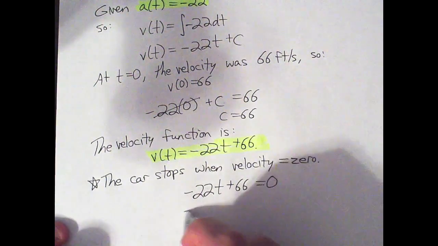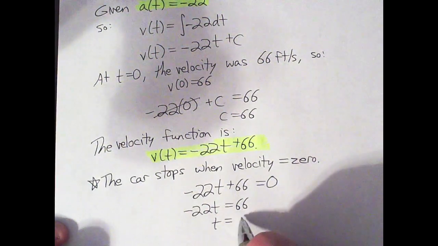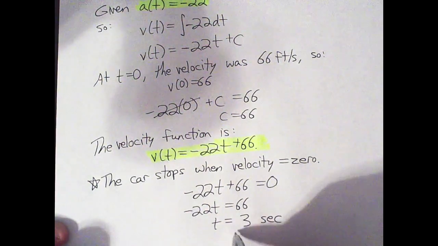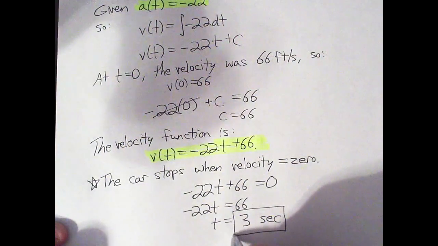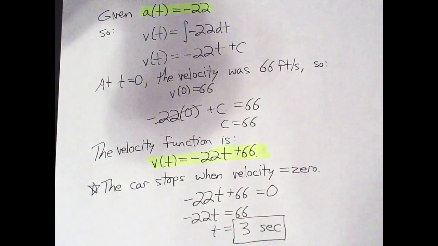So yeah, we could solve this. Negative 22t plus 66 equals 0, so negative 22t equals negative 66, and t equals 3 seconds. It takes 3 seconds for this car to stop. It takes 3 seconds before the velocity becomes 0.